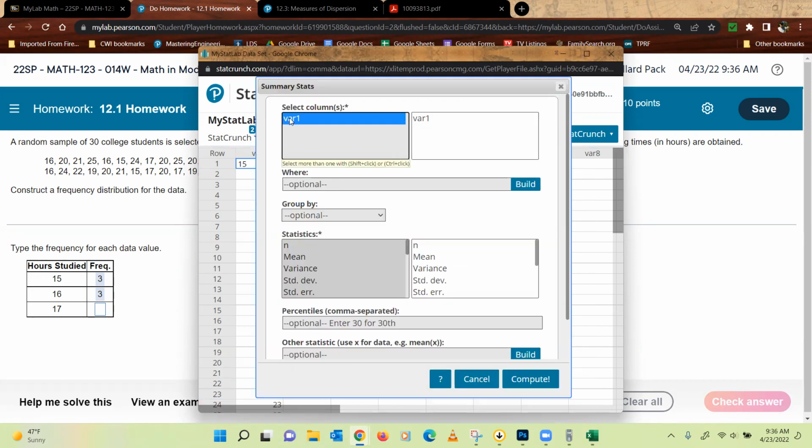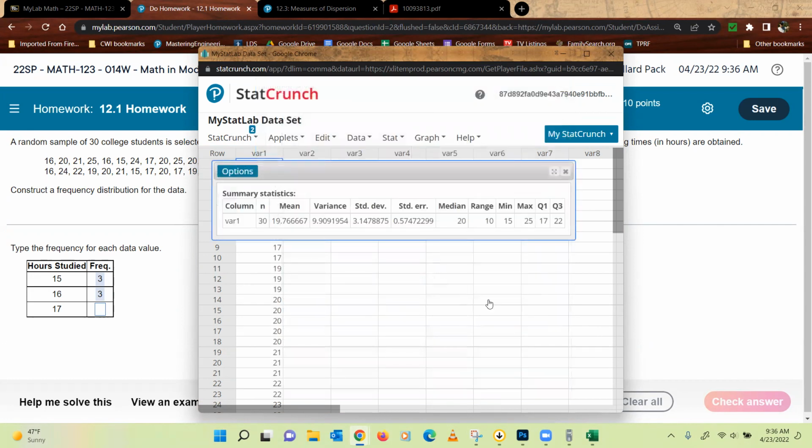Maybe I don't want to select variable 1 and group by. Okay, don't select variable 1. Now I have 30 items. The mean is 19.77. The standard deviation is 3.14. The median is 20. The range is 10. It gives me the minimum and the maximum. All of that is there.